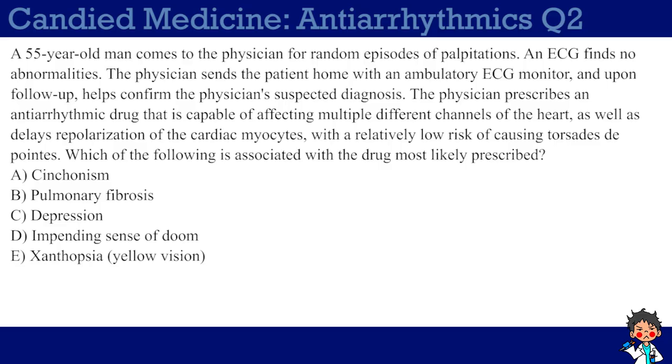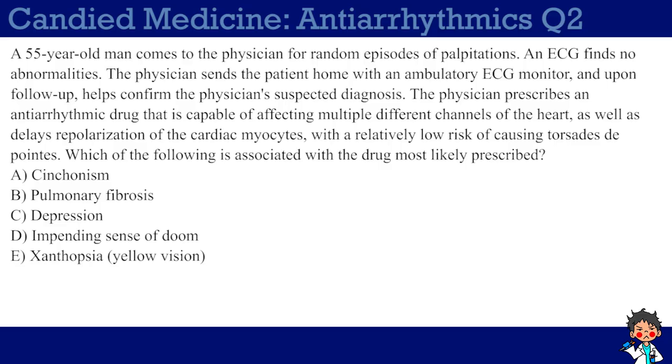Choice A, synchronism. Choice B, pulmonary fibrosis. Choice C, depression. Choice D, impending sense of doom. Or choice E, xanthopsia, or yellow vision. So obviously I made this more of a second or third order question. I'm asking you about the side effects. So let's first figure out what we gave the patient, okay?